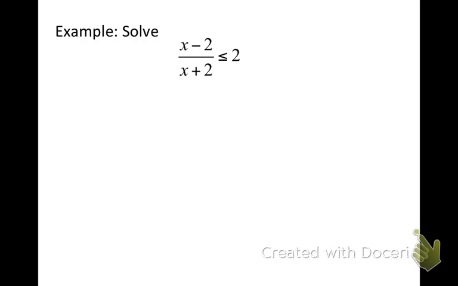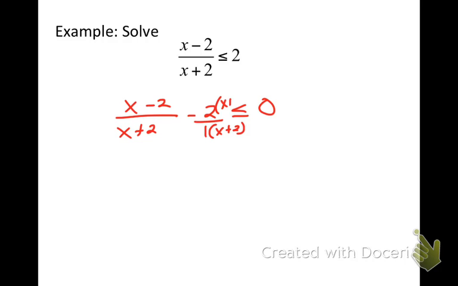That's what we're going to do first. Move the 2. So x minus 2 all over x plus 2 minus 2 is less than or equal to 0. Next move, make a common denominator. So what do I need for my second? I need an x plus 2 and an x plus 2. So my single fraction is going to have a denominator of x plus 2.